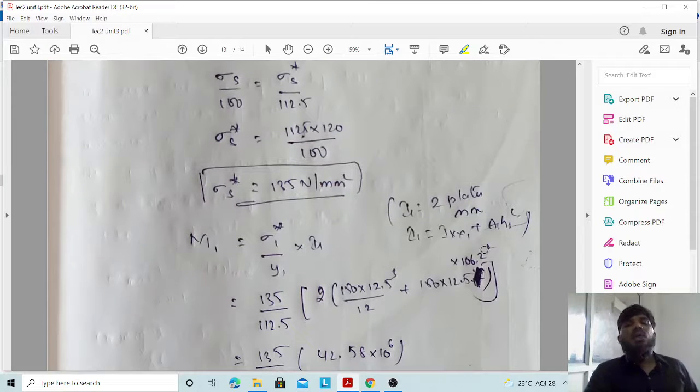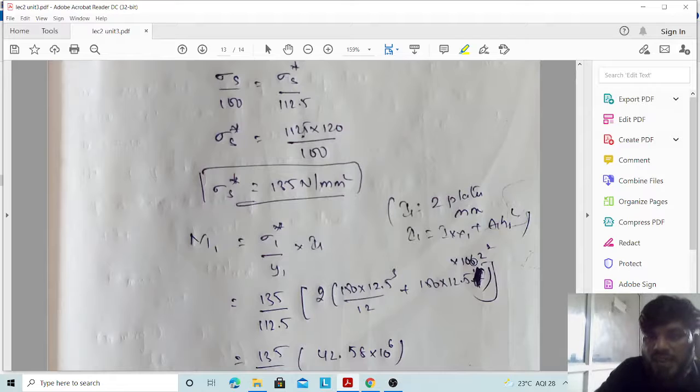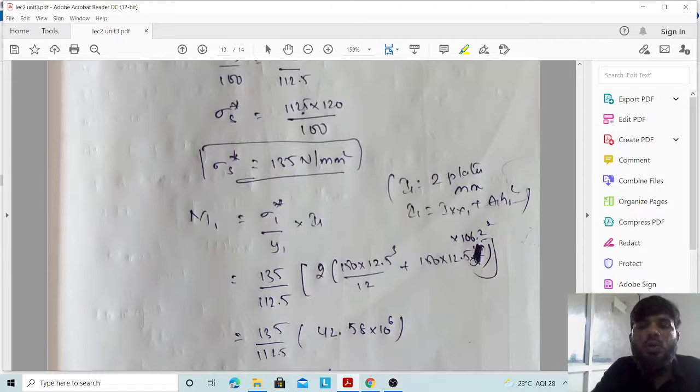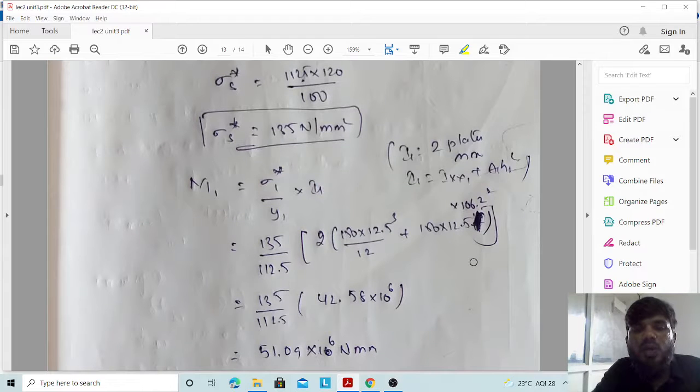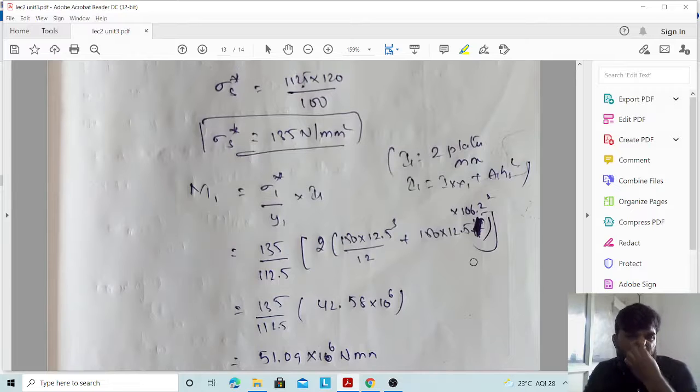But whereas here we are having two plates of steel, we are directly calculating for two plates: Ixx1 plus A1 H1 square, 2 into 150 into 12.5 cube by 12 plus 150 into 12.5 into the square of the distance between the CGs. Whatever CG value you have got, 106, the total distance from the surface, or similarly you can directly take it from the origin, from the top surface.